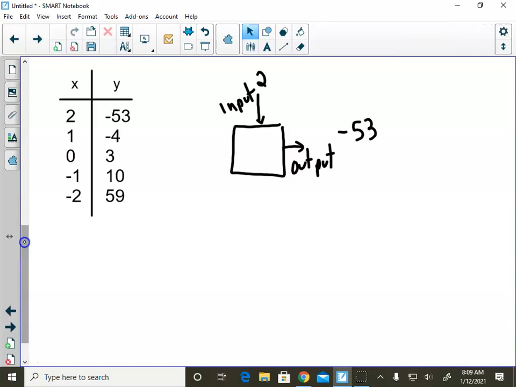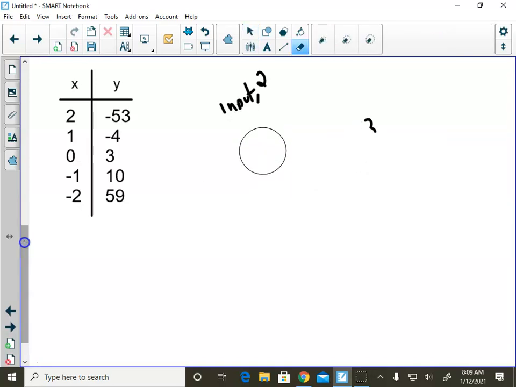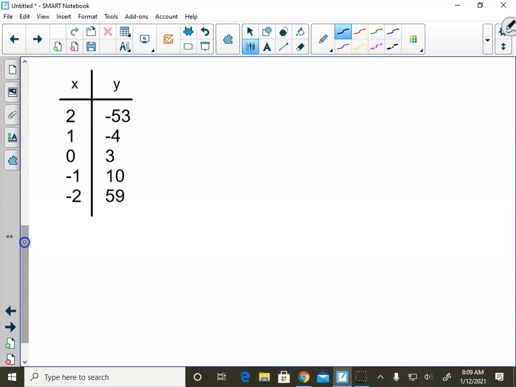What we want to find out is what is the magic that's happening inside here. What actually happens to that 2 so we get negative 53 out? That's what we're going to work on. The first thing we want to do is see if we have a common difference. Going from 2 to 1, that's subtracting 1. Here we're subtracting 1, subtracting 1, subtracting 1. You probably remember this from linear functions, from proving if something's linear.